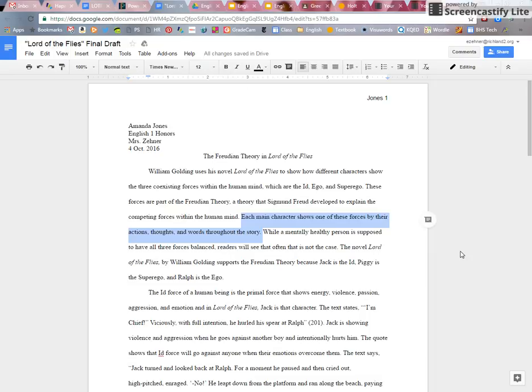And then this person concludes with a clear thesis by stating that the novel Lord of the Flies by William Golding supports the Freudian theory because Jack is the id, Piggy is the superego, and Ralph is the ego. I know the characters they're talking about and why they're talking about them. This makes it a clear claim, and shows the order that the paper will be in. All of these elements combined make a very clear, well-rounded introduction.